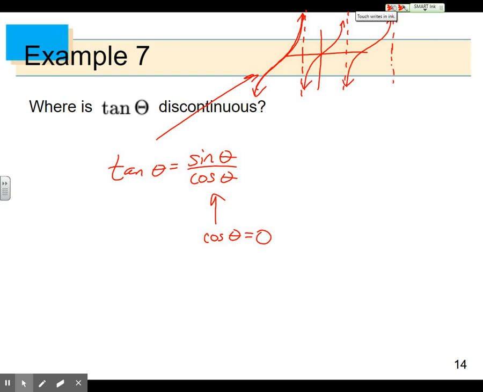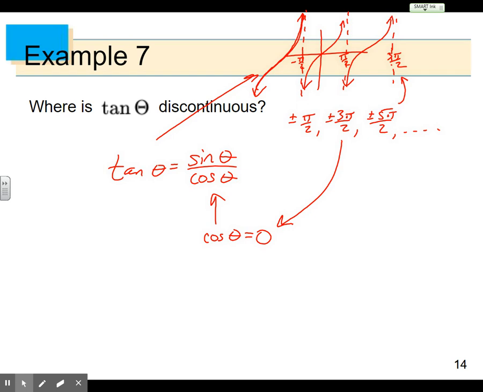And so what we learned last year was for tangent, all of these snakes were at every odd pi over 2. So where is it discontinuous? It's plus or minus pi over 2, plus or minus 3 pi over 2, plus or minus 5 pi over 2. Let me just keep that pattern going. And again, that's where all my vertical asymptotes are, and it's also where all of my cosine thetas are equal to 0. It's all the thetas where cosine's equal to 0.